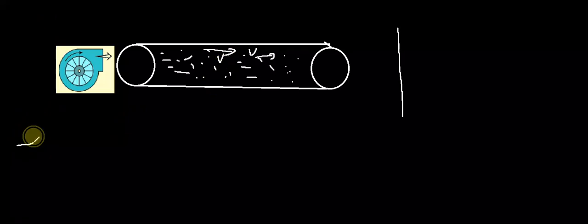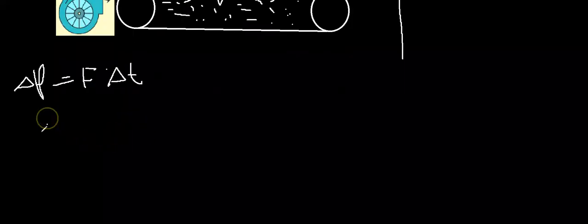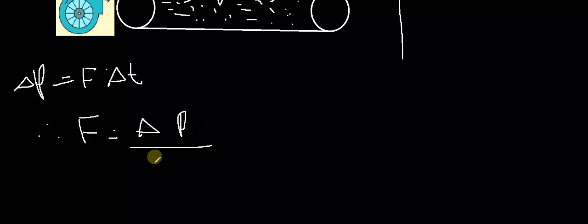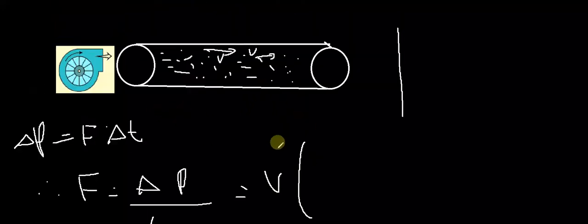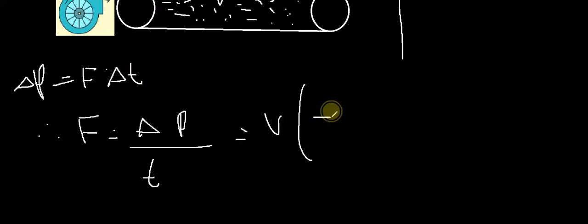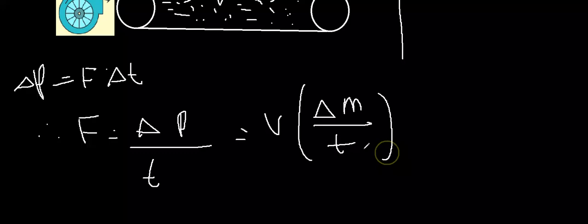So write that the change in momentum is equal to the force times the change in time, and you can separate this as the force is equal to the change in momentum over time. And here the change in momentum, because the velocity is going to be equal, we can put that on the outside. And now we need to find the change in mass over time.